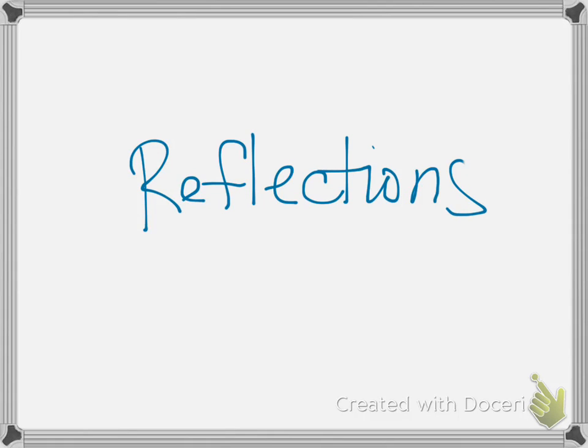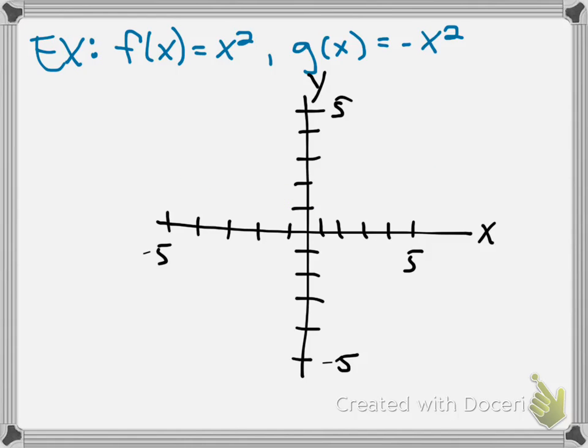In this video, we're going to talk about the last type of transformation, which is reflections. So far, we've talked about vertical and horizontal translations. We've talked about scaling our functions with a vertical stretch or compression. And now, like I said, we're going to talk about reflections briefly. So let's do a couple of examples first.